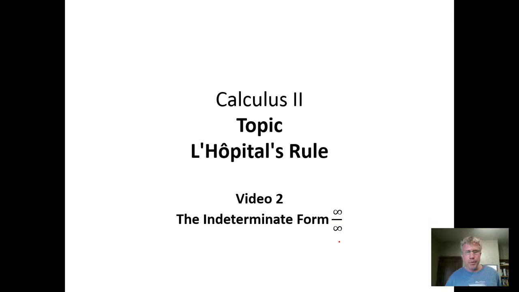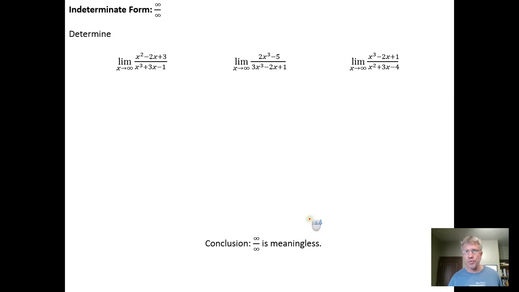So in this video we're going to look at the indeterminate form, infinity over infinity, and similarly to the previous video we're going to see that this form is meaningless in a sense. So if we look at each of these limits, we have the limit as x goes to infinity, and we have rational expressions where we have a numerator and the denominator that are polynomials.